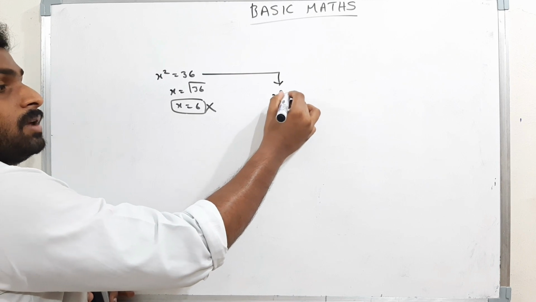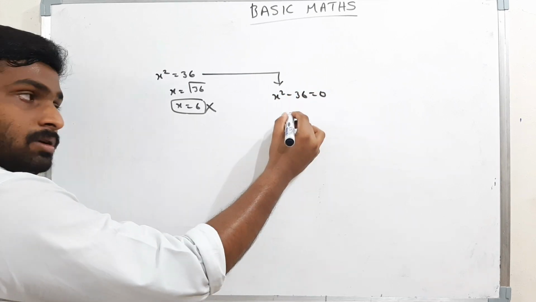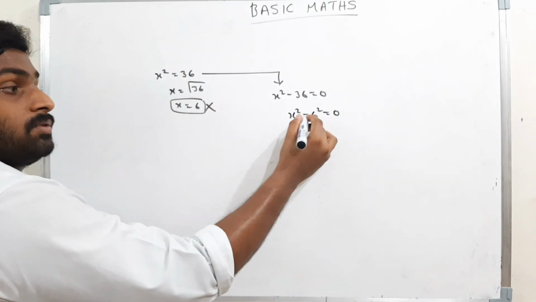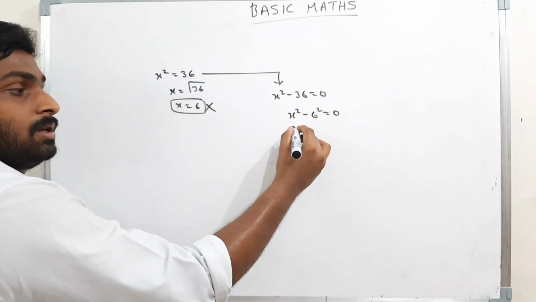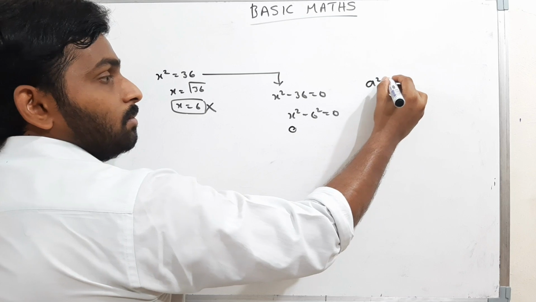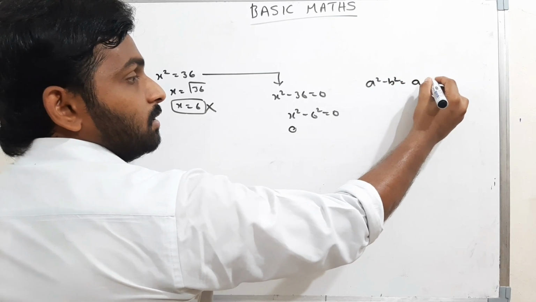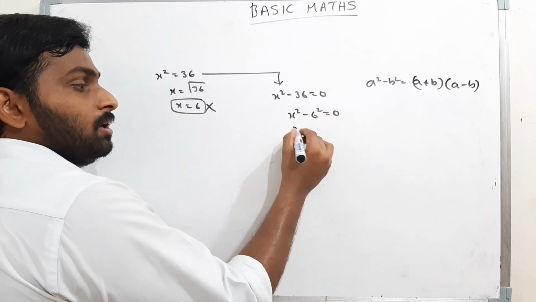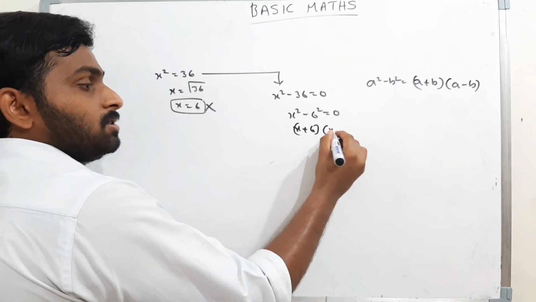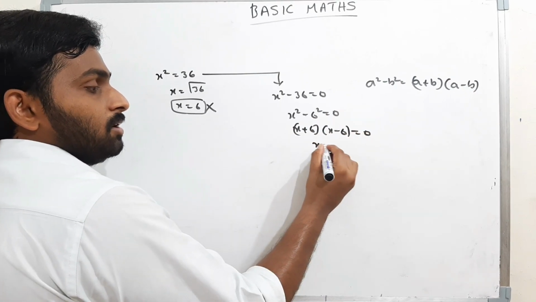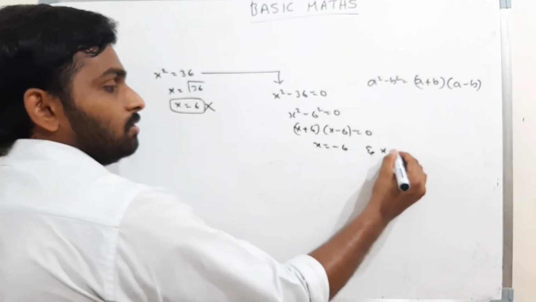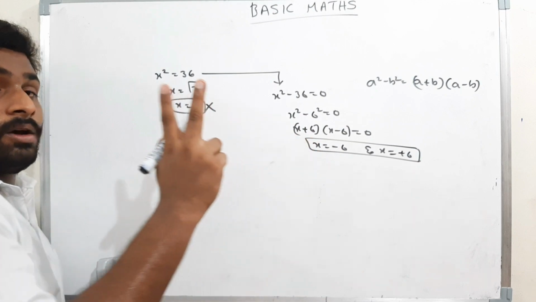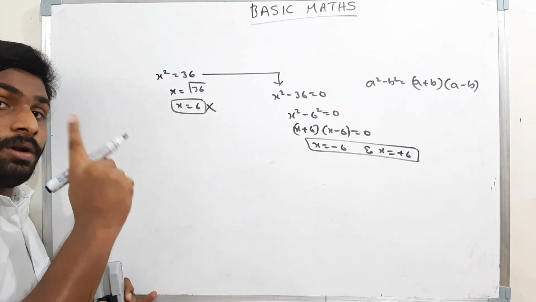That is x square minus 36 is equal to 0. x square minus 6 square is equal to 0, which is in the form of a square minus b square. What is the form of a square minus b square? It is (a plus b) into (a minus b). Therefore, use that formula. What will you get? (x plus 6) into (x minus 6) is equal to 0. Therefore, x is equal to minus 6 and x is equal to plus 6. If I do it in this method, then I will get two roots. If I do it the other way, I will get only one root.